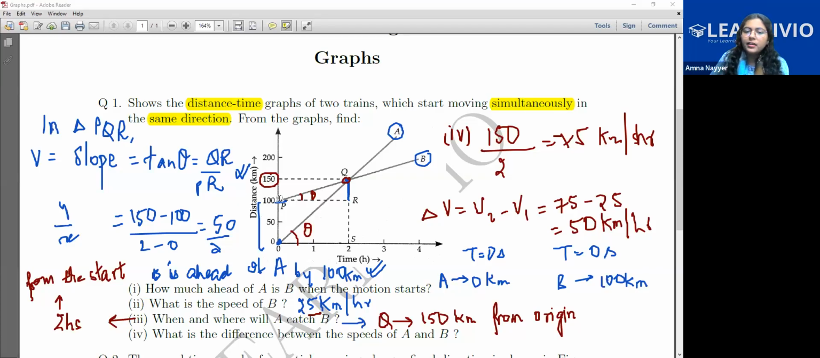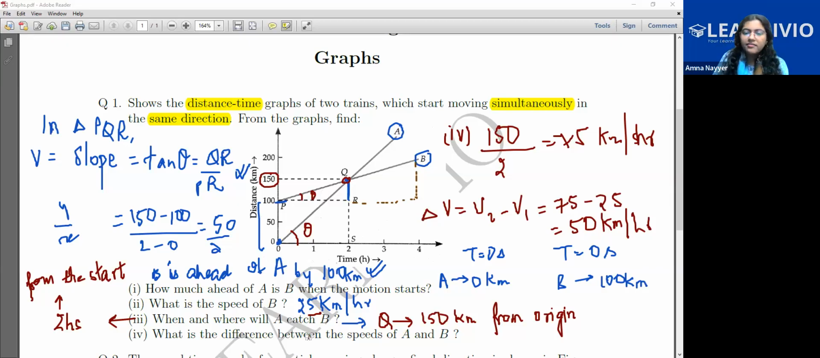Speed of B. B is this, so you have to construct a triangle. If you are able to construct a triangle like this, and you can get the values, then it's fine. But if you take it for B like this, you will get the same value. Even if you take the smaller triangle, it is also correct, because ultimately you have to find theta. Theta will be equal for this smaller triangle and this bigger triangle. So tan theta is the only solution for the speed.